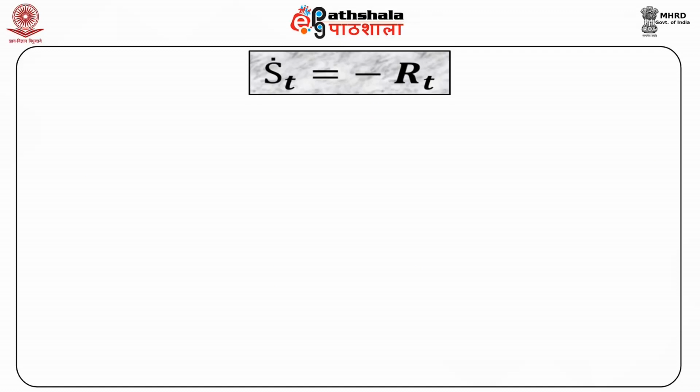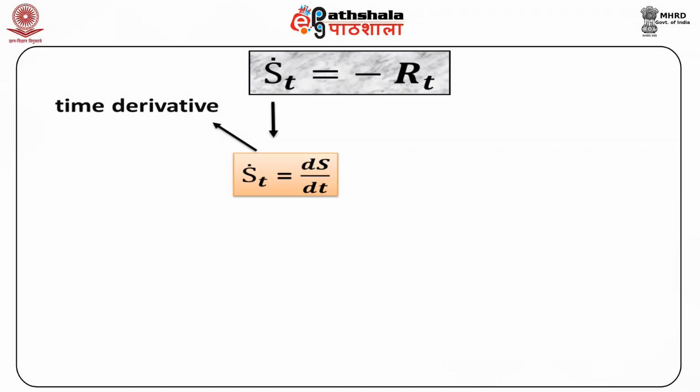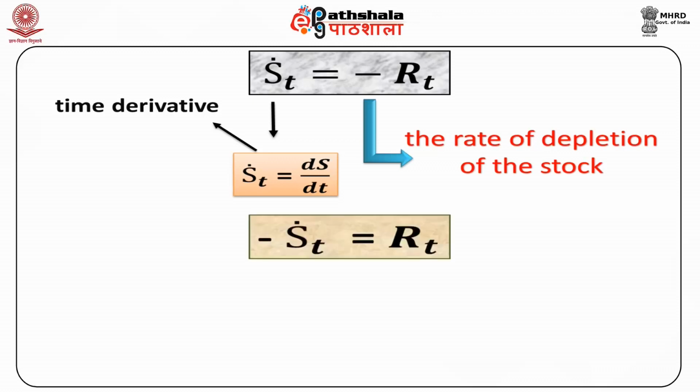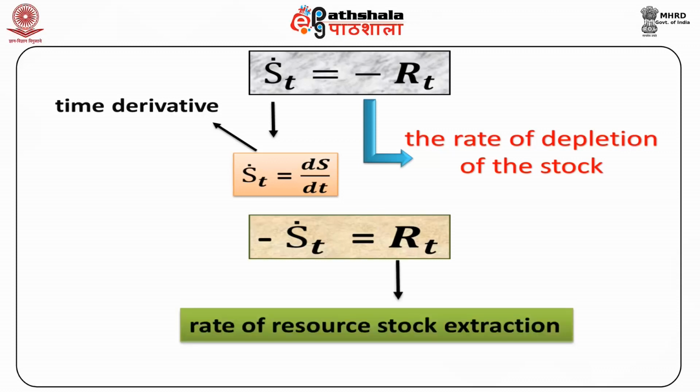The resource stock constraint can alternatively be written as S dot equal to minus R_t, where S dot is equal to dS upon dt. The dot on the variable represents the time derivative, and the equation can be interpreted as the rate of depletion of the stock, minus S dot at time t, being equal to the rate of resource stock extraction R_t.